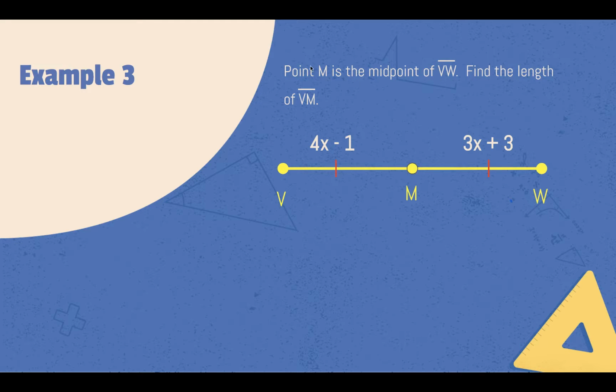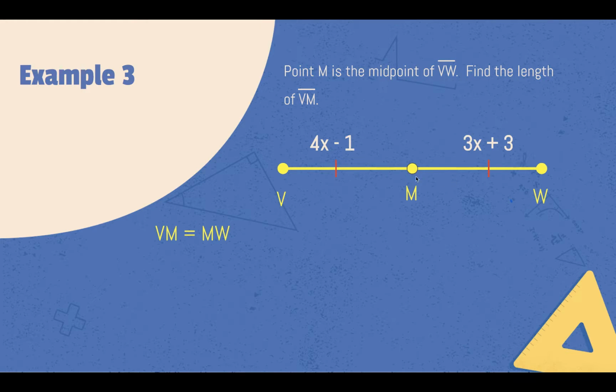Okay. But anyways, it's nice to have this information. So we're asked to find the length of segment VM. So how long is this entire segment? What do you think you're going to do? Well, we're going to set up the equation, right? And our equation is simply that the length from V to M is equal to the length from M to W. So VM equals MW.